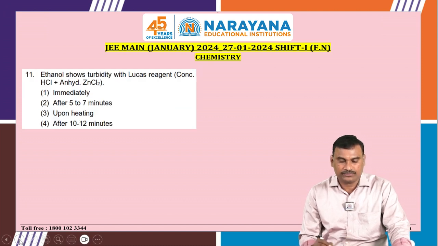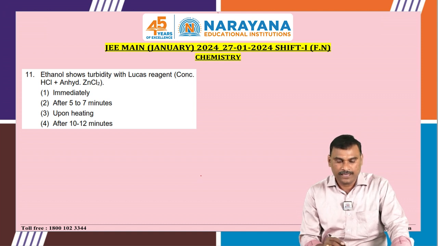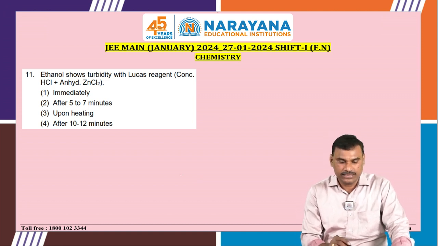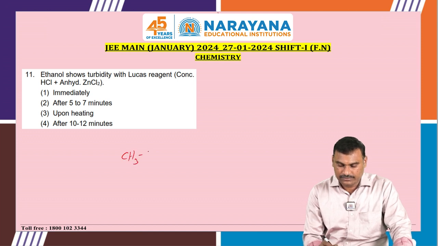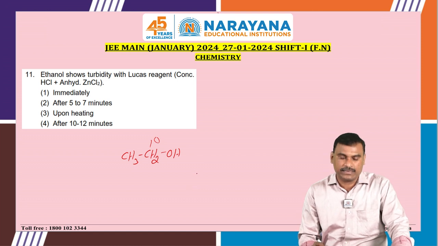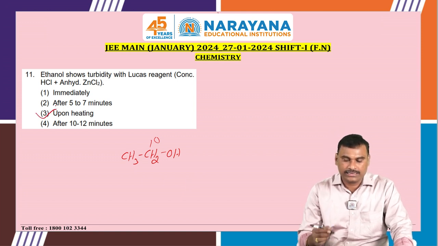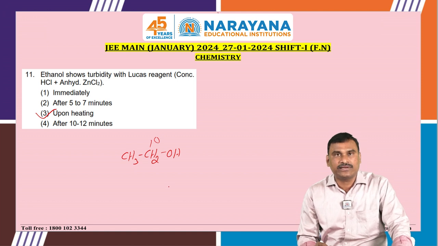Question number 11: ethanol shows turbidity with Lucas reagent, that is concentrated HCl and anhydrous ZnCl2. Ethanol is a primary alcohol, students. Therefore, tertiary alcohol produces turbidity immediately. Secondary alcohol will produce turbidity after a few minutes, but primary alcohol gives turbidity after heating only. So the answer, upon heating, is the correct option for the given question, since ethanol is a primary alcohol.